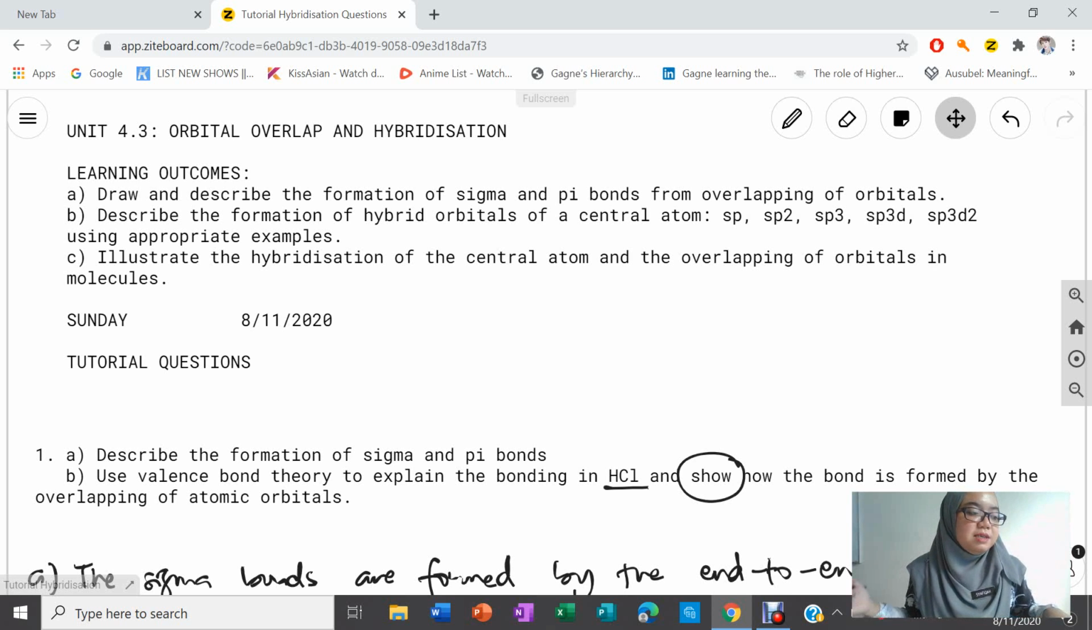Okay, all right. So in this tutorial, we're going to draw and describe the formation of sigma and pi bonds from the overlapping of orbitals. We're going to describe the formation of hybrid orbitals of a central atom. And we're going to illustrate the hybridization of the central atom and the overlapping of orbitals in the molecule.